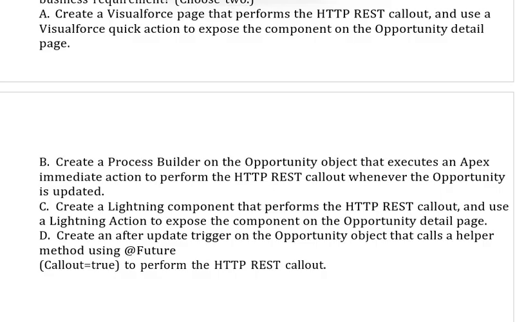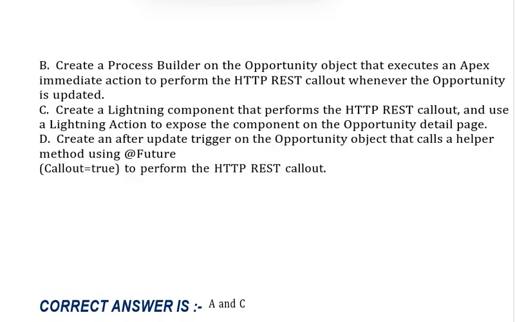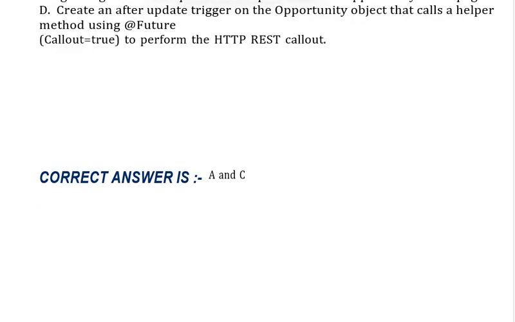Option C. Create a Lightning component that performs the HTTP REST callout and use a Lightning action to expose the component on the opportunity detail page. Option D. Create an after update trigger on the opportunity object that calls a helper method using @future(callout=true) to perform the HTTP REST callout. Correct answer is option A and option C.